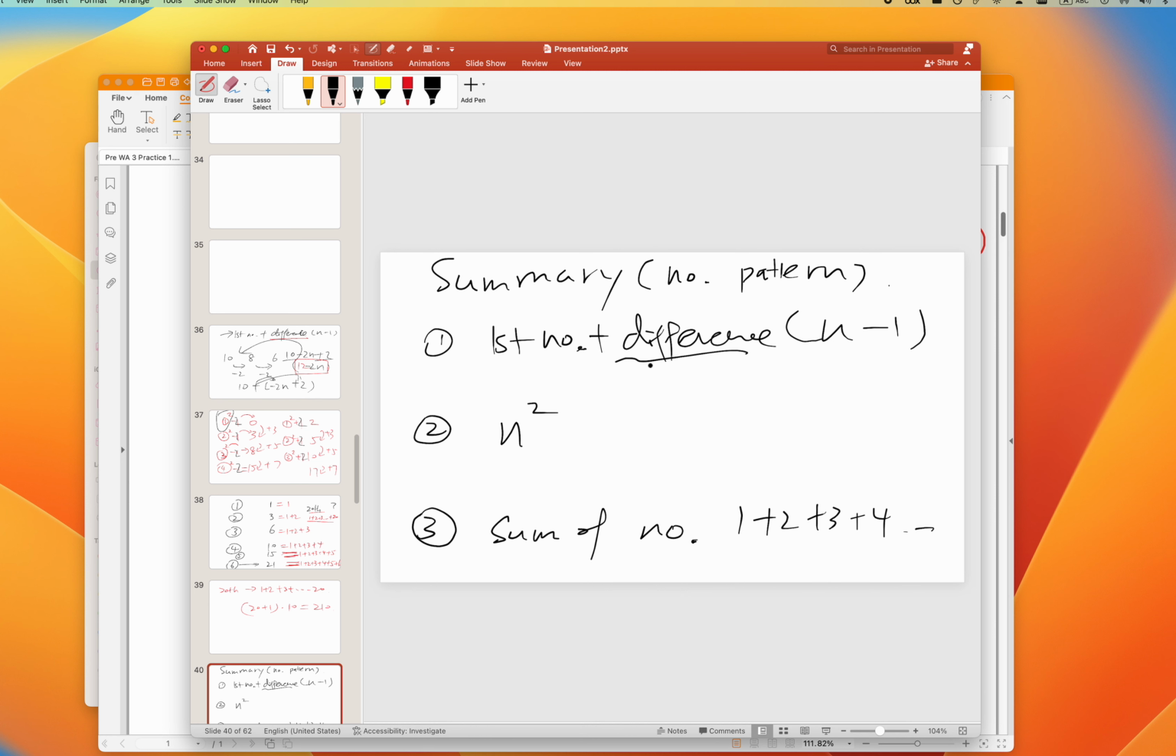This is for number pattern. Remember, don't make that common mistake. For this one, you have a plus and you have a times. You need to do the times first. Did I make myself clear? Yes. You need to do this part first, then you do the plus.